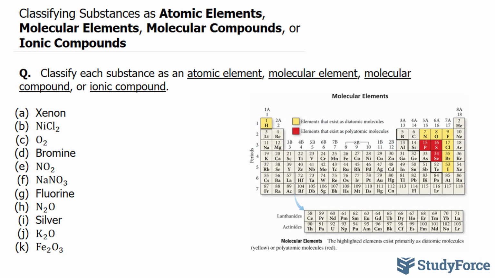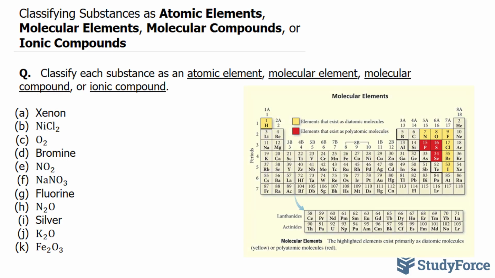In this lesson, I'll show you 11 examples on how to classify substances as atomic elements, molecular compounds, or ionic compounds. The question reads, classify each substance as such. We'll start with question A. In question A, they want us to identify what Xenon is.